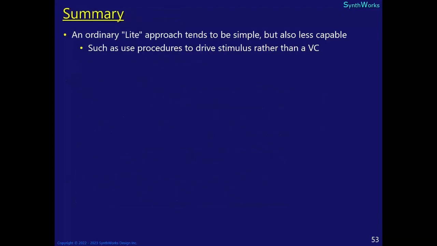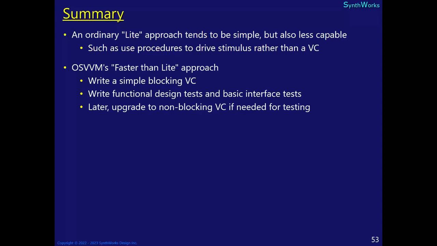So wrapping up then, an ordinary light approach tends to be very simple, but also less capable. They do things like use procedures to drive the signals. So it's a different test architecture than what we'd eventually use once we go to verification components. In OSVVM's faster and lighter approach, we write a simple blocking verification component. We write functional tests and basic interface tests. Later, we upgrade to non-blocking verification components for testing. The level of this is such that any VHDL person can write it. So we can get started quick. It's no more complicated than writing a procedure.